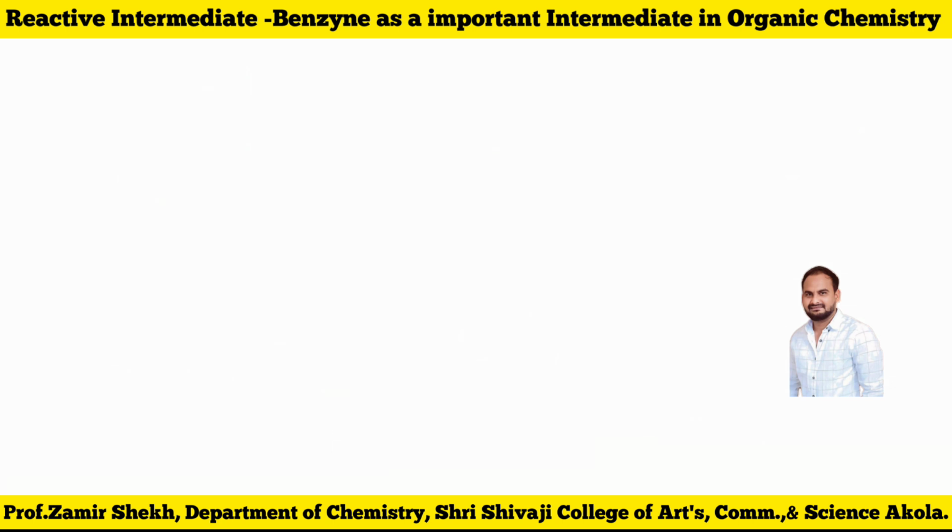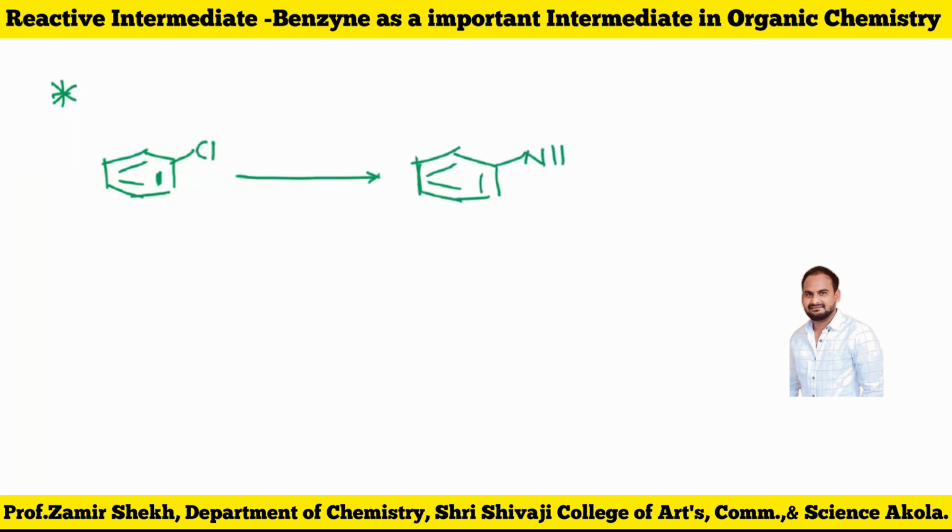Okay, the next reaction: from chlorobenzene we can prepare aniline now. Aniline cannot be prepared in a very simple reaction. We have to do diazotization and all this. But in this experiment, we can easily prepare that aniline from chlorobenzene. Okay.